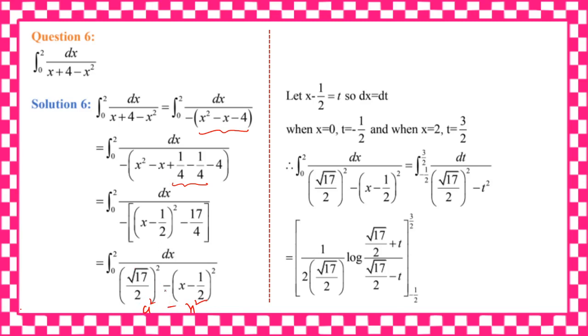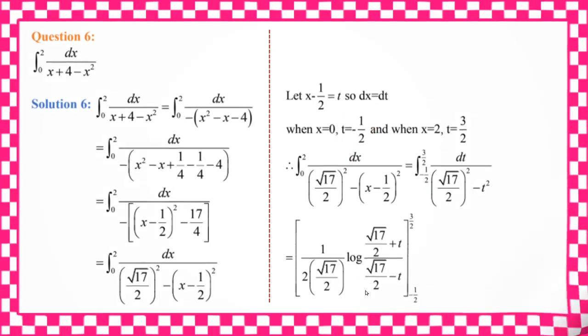So let x minus 1 by 2 is equal to t. So dx is equal to dt. Let's take the lower limit, x is 0, so t is minus half. The new lower limit is minus half. And when x is 2, the new upper limit is 3 by 2. Right? Here when we put the value of x as 2, 2 minus 1 by 2, 4 minus 1, 3 by 2. So the new limits are minus half to 3 by 2, and a square minus x square.